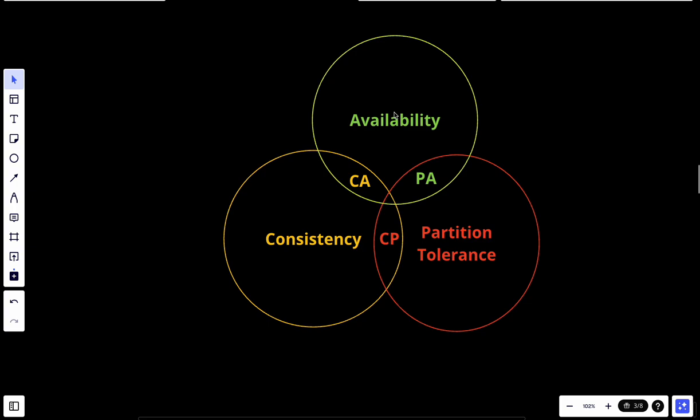Availability means that every request to the system receives a response, without guaranteeing that it contains the most recent version of the data. This means that the system is always operating and responsive to user requests, even if it returns slightly outdated information. So that means our application will be available all the time.